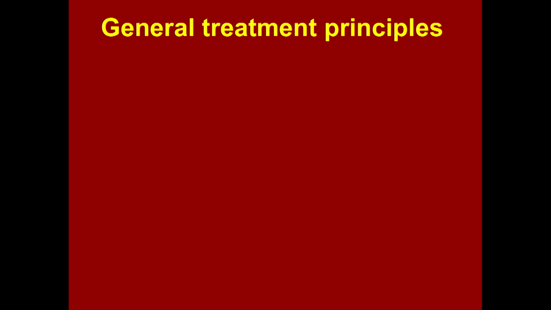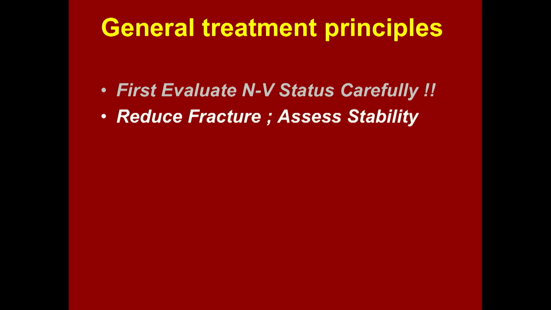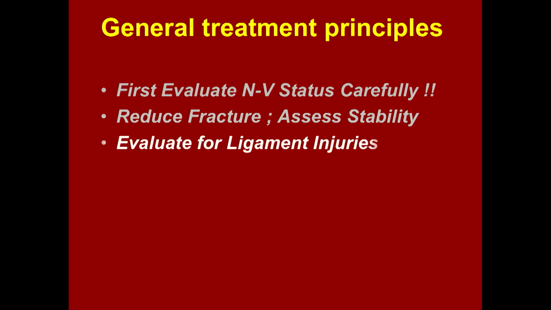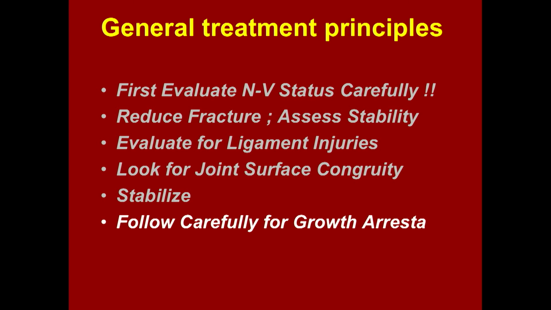So, here's the general treatment process. First, you need to evaluate the neurovascular status before you do the treatment to make sure that you didn't alter it with your treatment process. You reduce the fracture and you assess the stability. And you also, again, evaluate for ligamentous injuries, and you look for joint surface congruity, and you stabilize, and then you follow carefully for growth arrest.